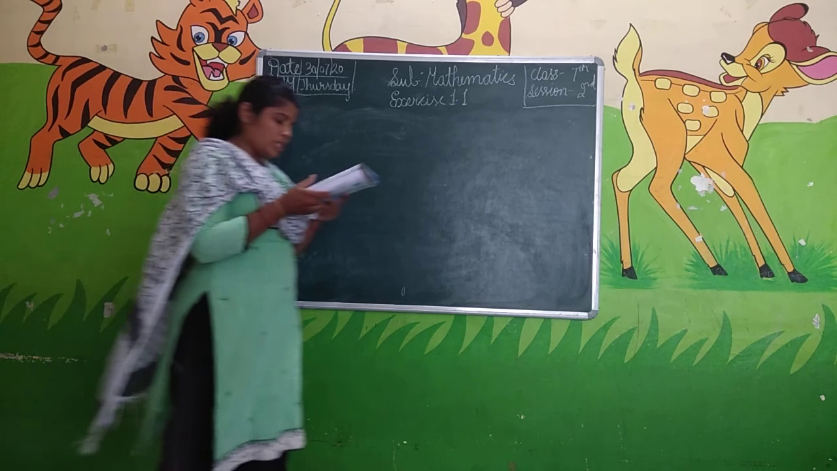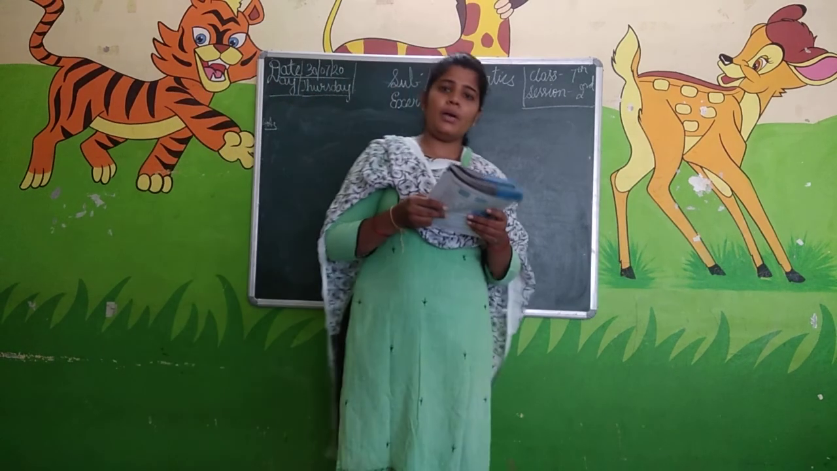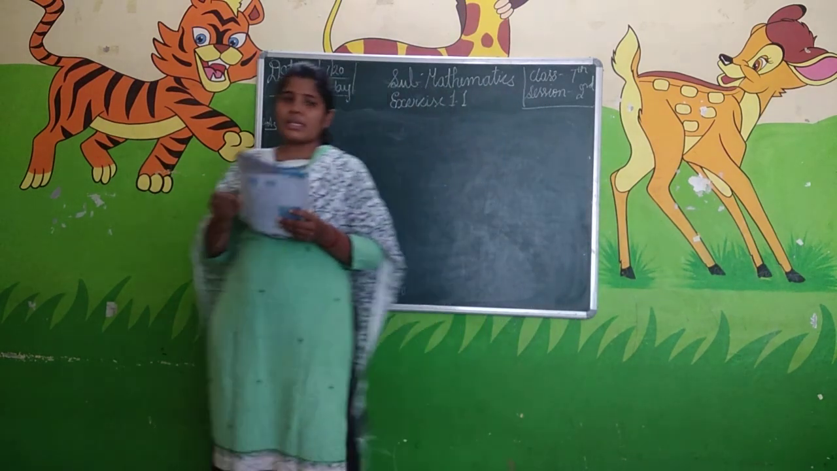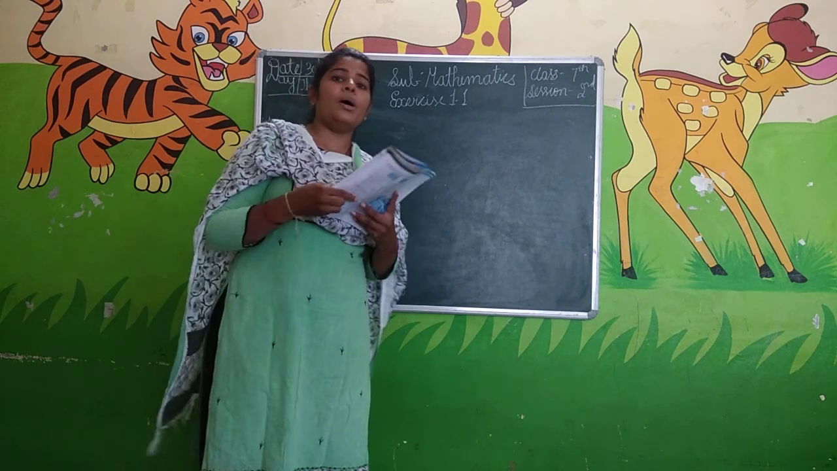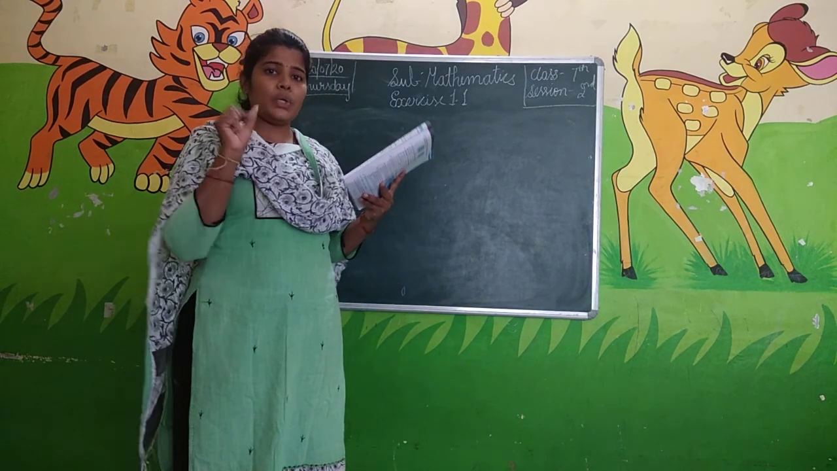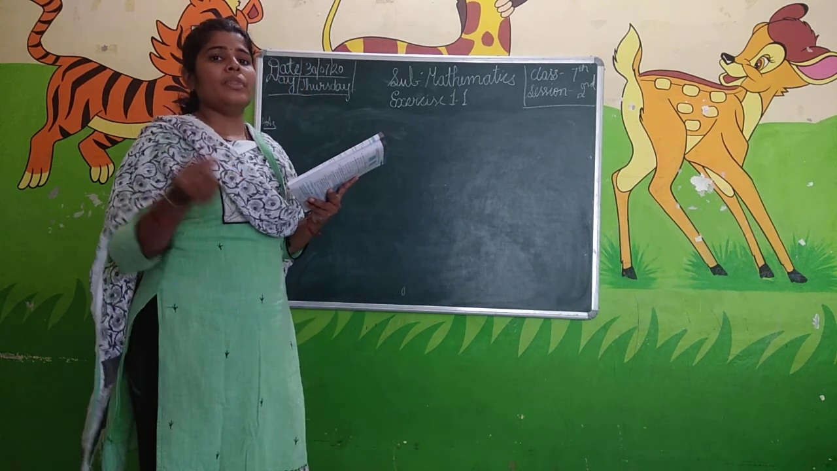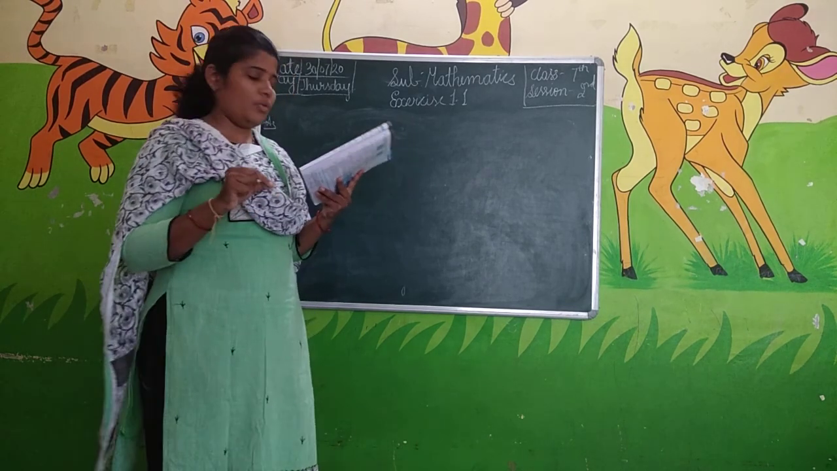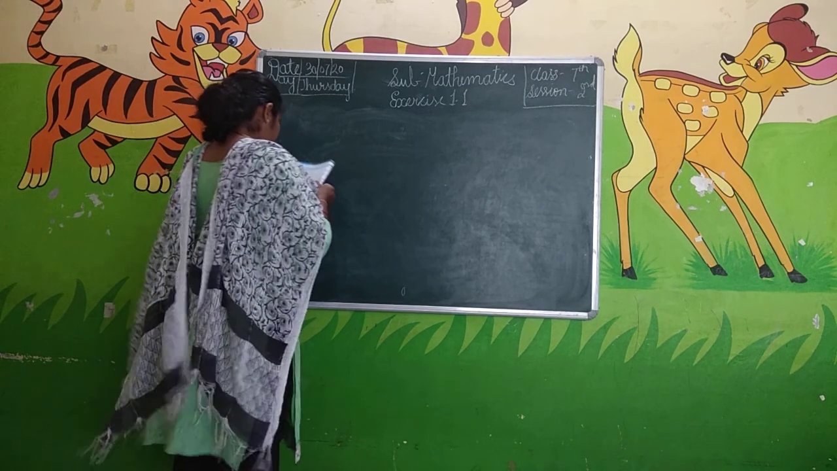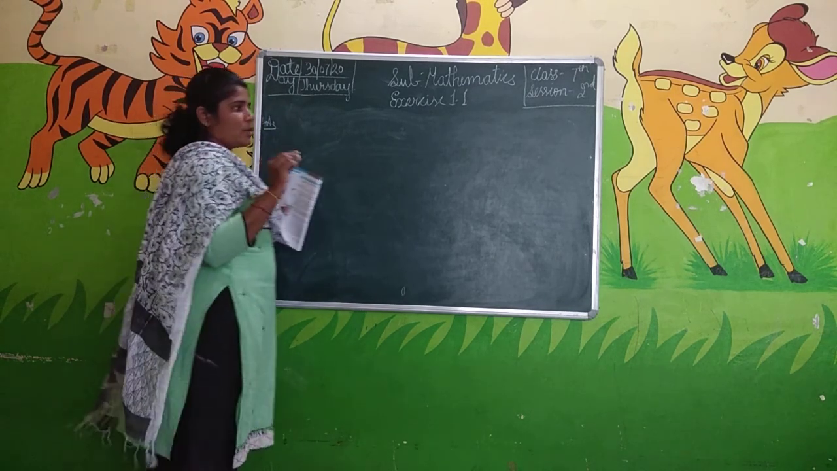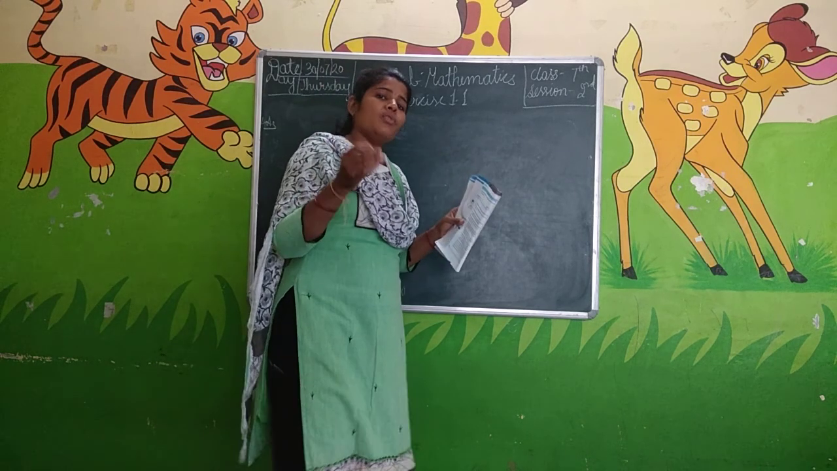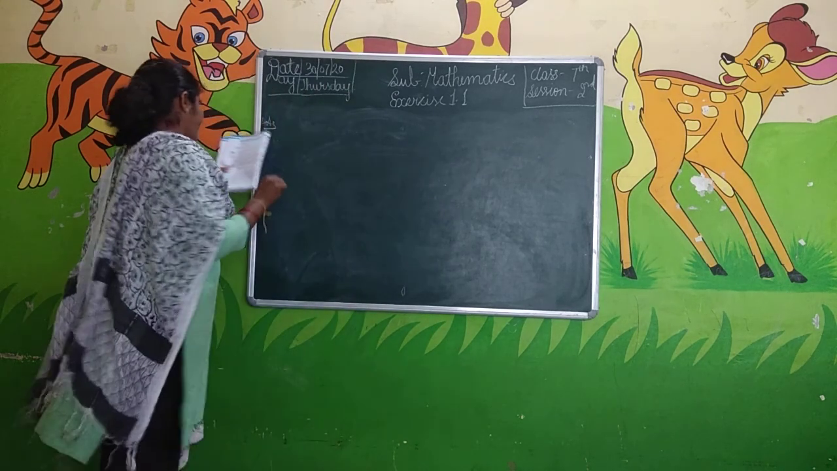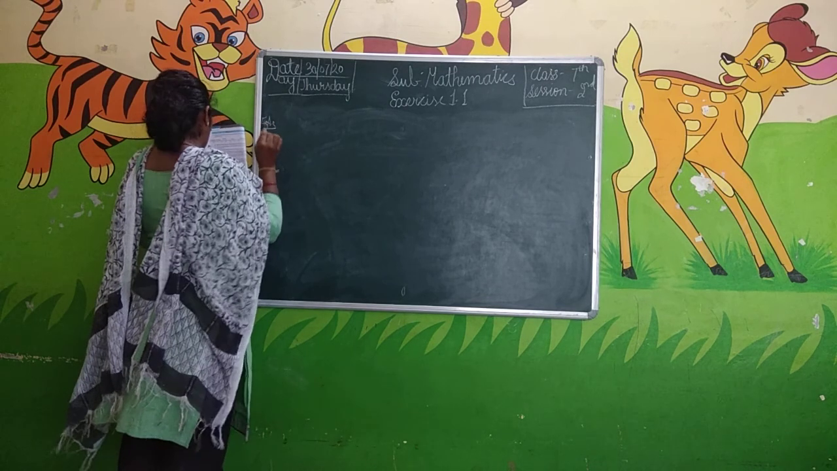What they have asked is: Mohan has deposited money in his bank account, and the next day he has withdrawn 1642. If you mention the withdrawn amount as a negative integer, that is a minus integer, then which integer will represent the deposit, negative or positive? For depositing, we mention a positive integer. For withdrawal, we mention a negative integer. This is the fifth question.